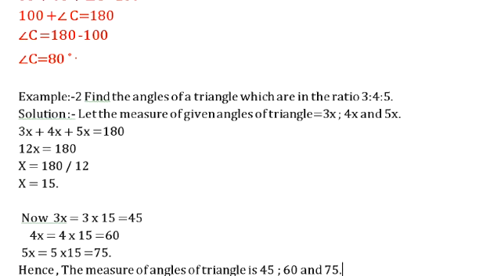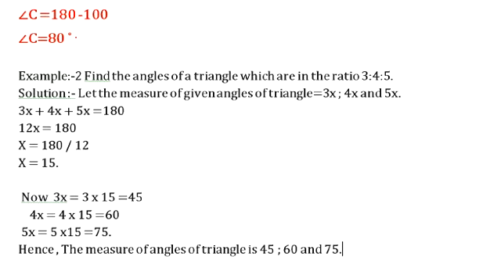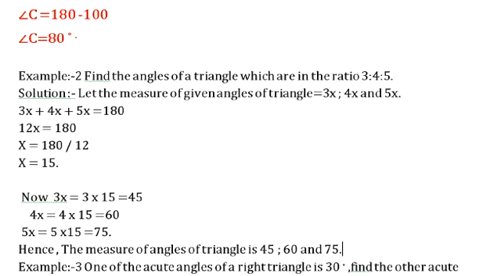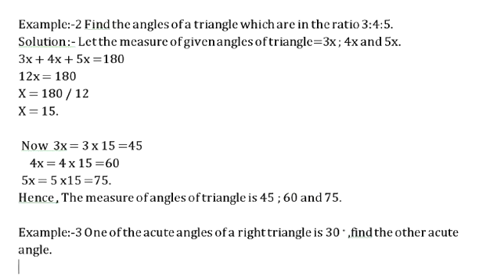Okay. Now another example to find out the measure of the angles of the triangle. The next example is example number 3. One of the acute angles of a right triangle is 30 degrees. Find the other acute angle.